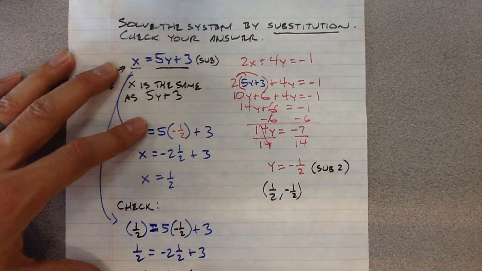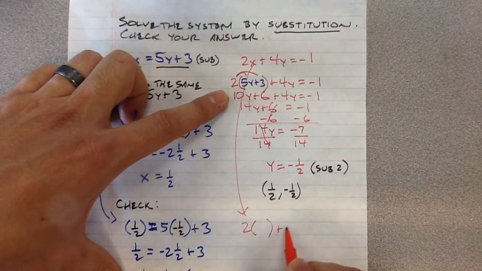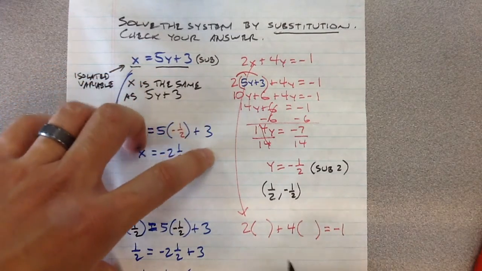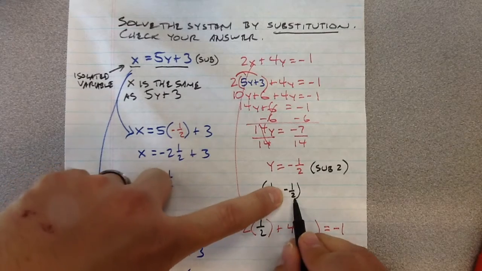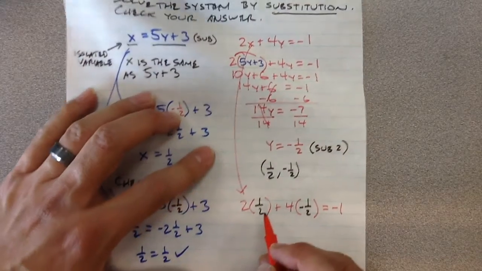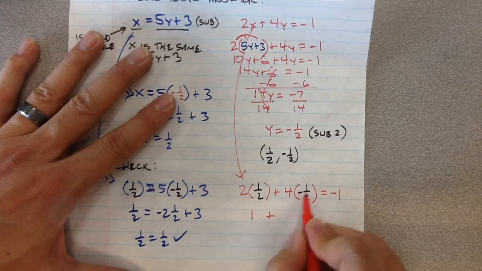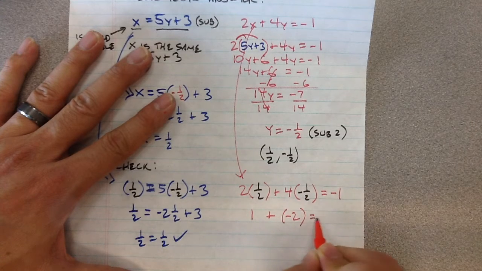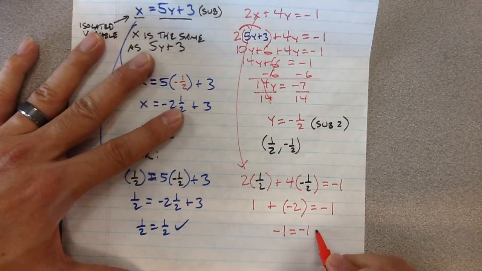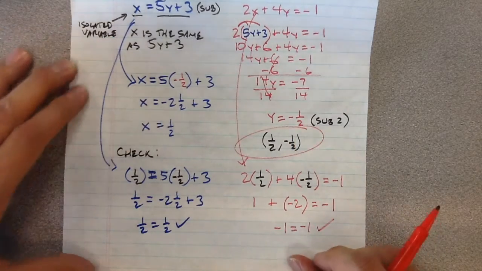All right, but this is not enough. It's got to work for both. So now I take my equation in red. 2x plus 4y equals negative 1. And again, in place of x, I put 1/2. In place of y, I put negative 1/2. And I do the math. 2 times 1/2 is 1. 4 times negative 1/2 is negative 2. 1 plus negative 2 is negative 1. And negative 1 does equal negative 1, so that checks out. So it works for both equations, so this is the solution to my system.